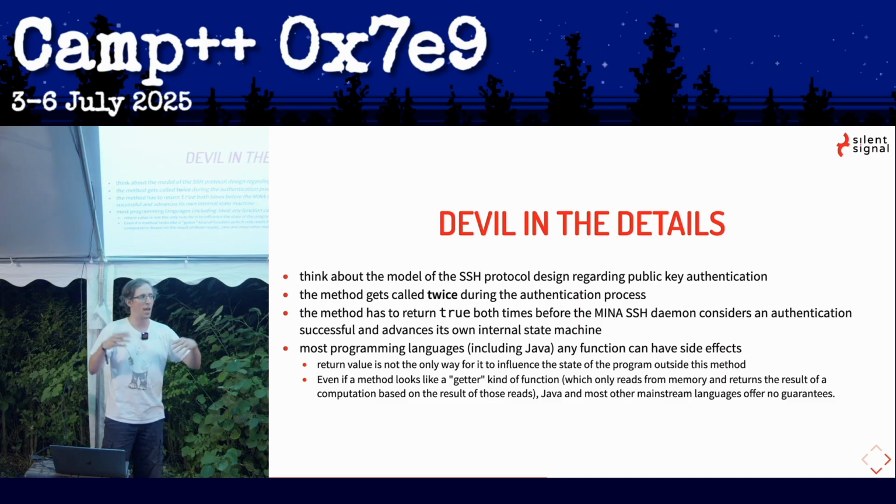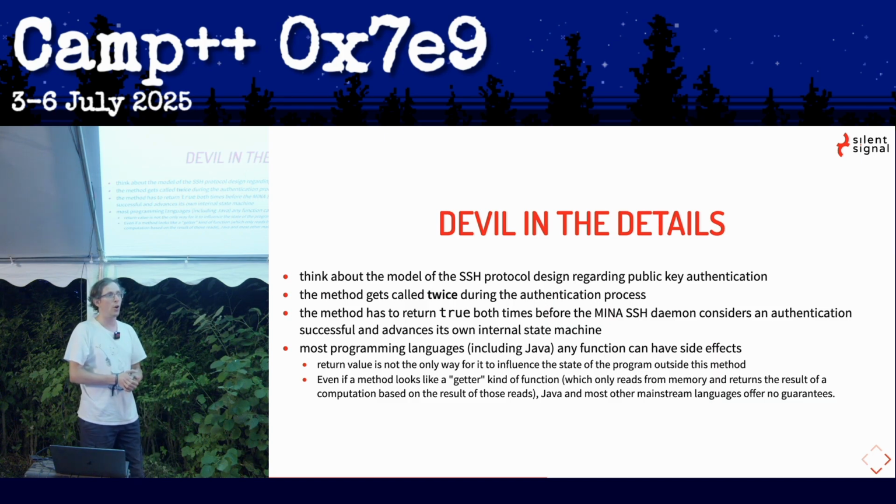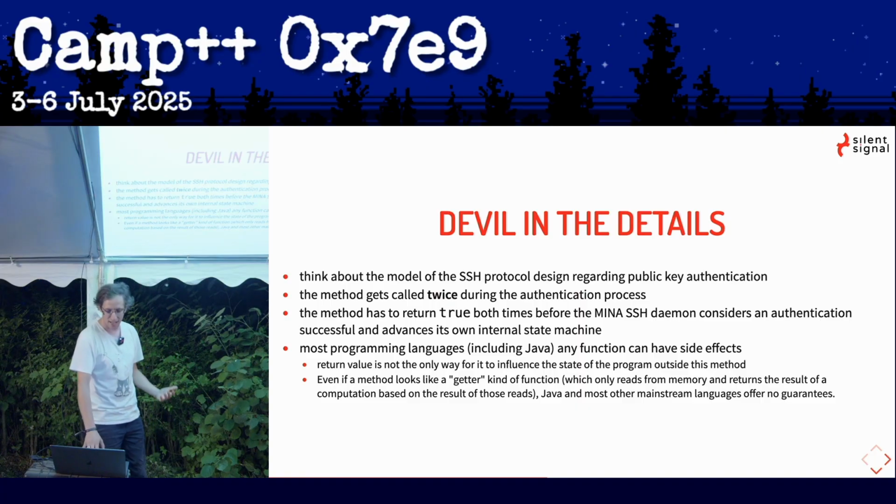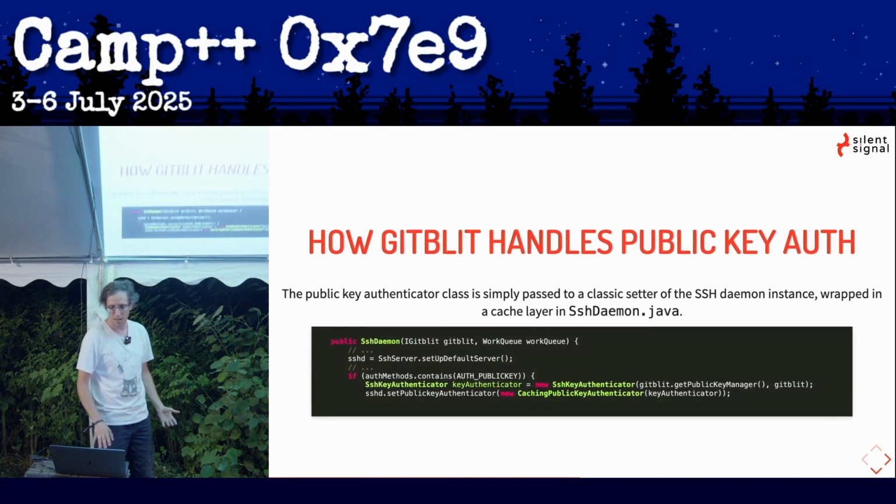And this would be okay in a programming language like Haskell, where side effects are really tightly controlled. However, Java belongs to the mainstream language group where any kind of function can have side effects, which means that it alters the internal state of the program in other ways than just the return value. So even though a function might look like it's just reading stuff, for example, this authenticate method should not alter the state in any way, it should just return a yes or no. Yet the developers of GitBlit decided that for some reason it's good to change the state of our program.